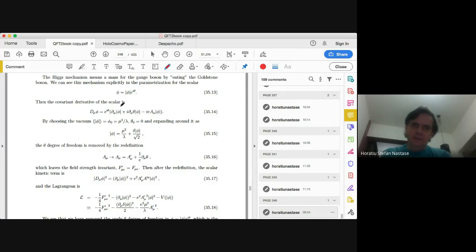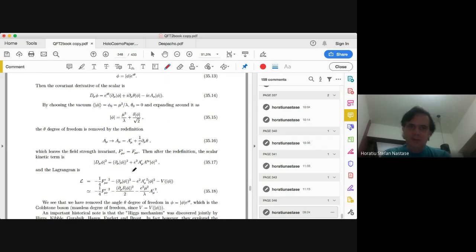eaten. So the degree of freedom, the Goldstone boson, the degree of freedom in the symmetry direction, theta, has been eaten by A_μ in this way. So that's what eating means. That's what it means that the vector eats the Goldstone boson. There's a redefinition after which the Goldstone boson disappears from the action.